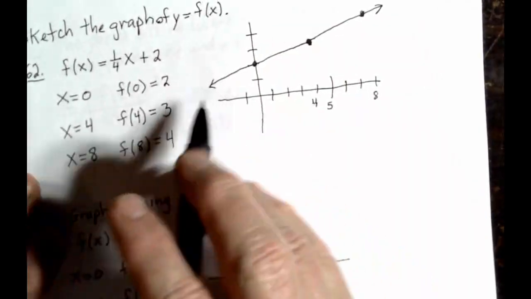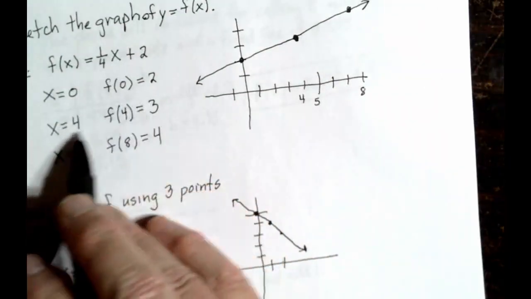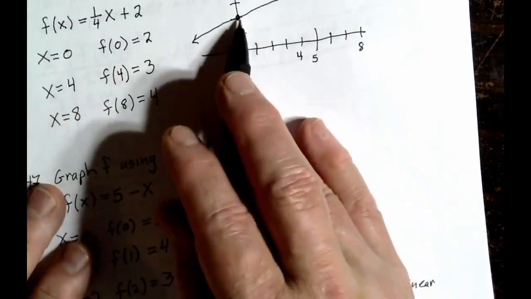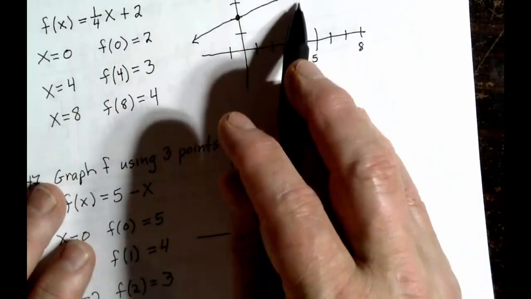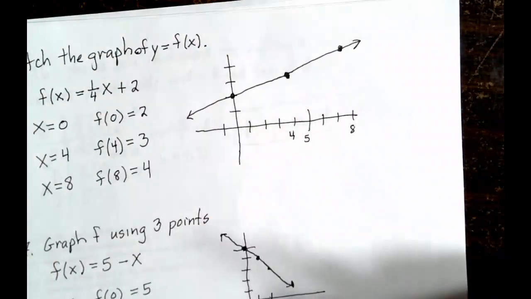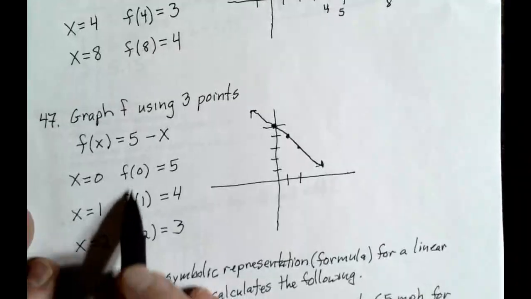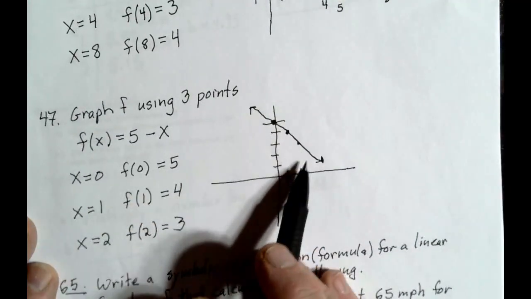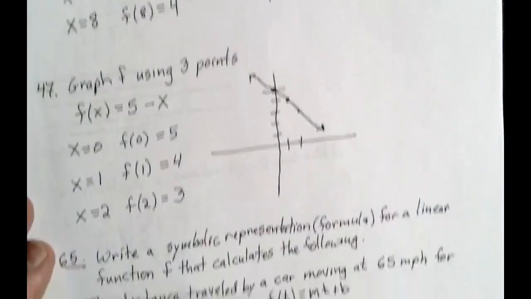Now they want you to sketch this, and you plug in 0 into the function, 4 into the function, and 8 in the function, you get this. And so graph 0, 2, graph 4, 3, and graph 8, 4. And that's what your graph looks like. Now, same thing here. If you plug in 0, 1, and 2 into this, and you get these 3 points, and you connect the dots, and there's your answer.